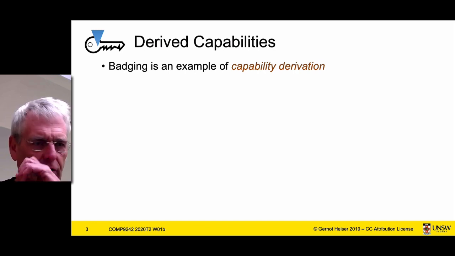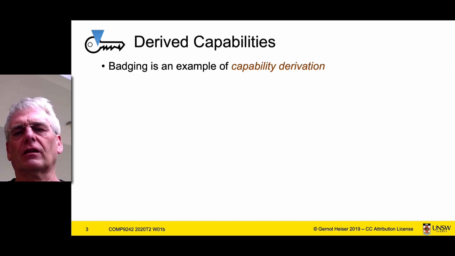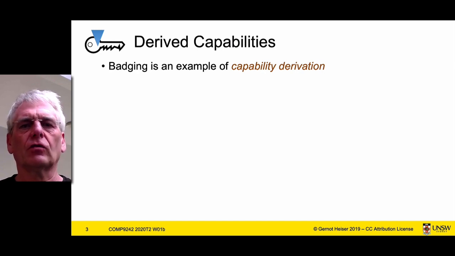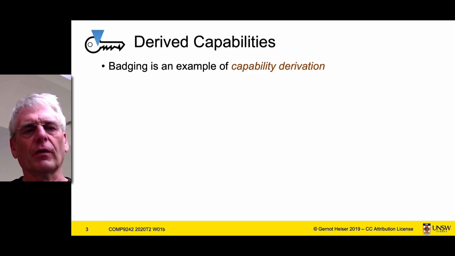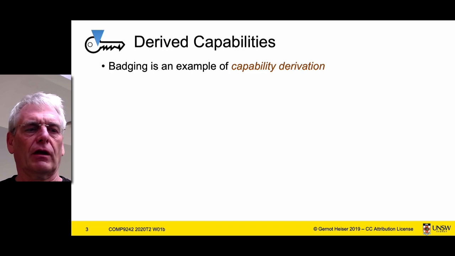One of the important things about capabilities is how to derive them. So if you get an object, you have an initial capability to it. There are ways to derive capabilities of the same or lesser strength. One we have already seen, that is badging.